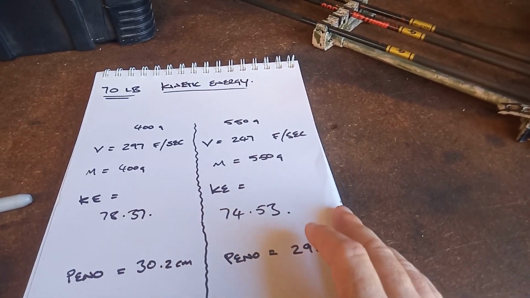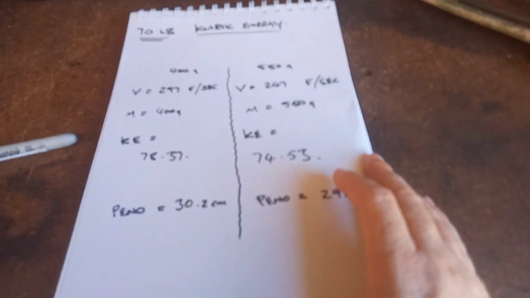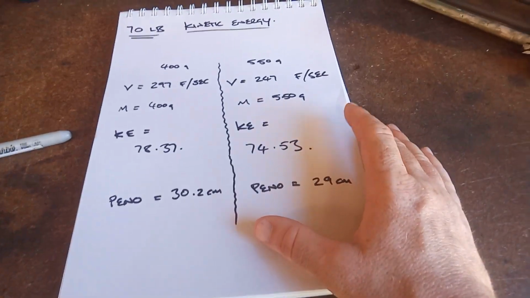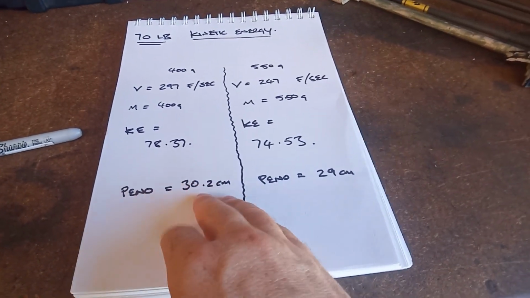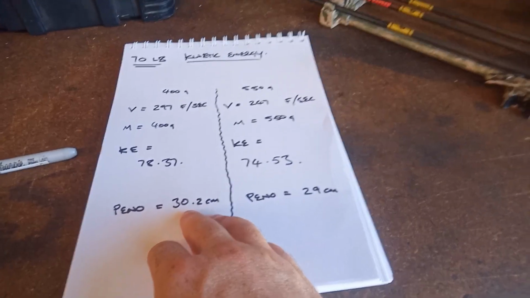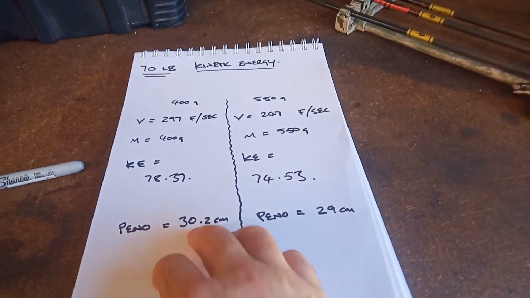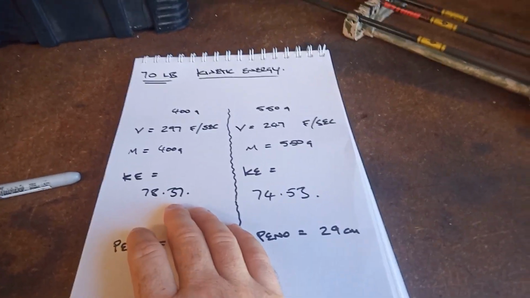So essentially what we've found here in our findings for kinetic energy is that we can expect a greater penetration value of an arrow if its kinetic energy is higher.